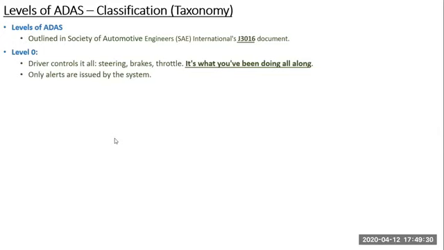So that is what you've been doing all along, as you can see on the screen. And only alerts are issued by the system. For example, what you already have in your cars, that when you put your gear lever into reverse, and in case your car is going towards an obstacle, then there is a beeping sound which comes on your infotainment console.